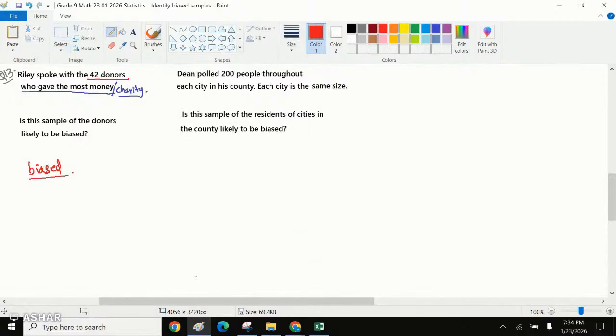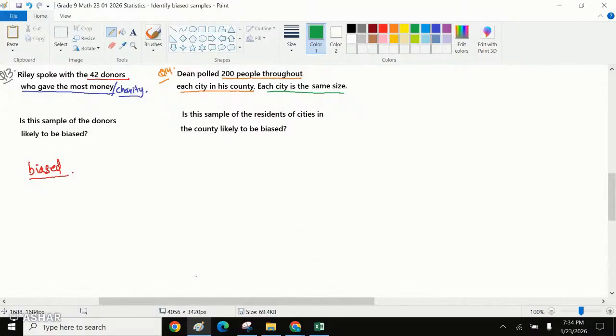Okay. This is question number 14, which says, Dean polled 200 people throughout each city in his country, right? And they're saying each city is the same size. We are assuming that each city has an equal number of people in it, right? And they are selecting 200 people from each city. So did they give any condition that those 200 people have to be rich, old, young, or celebrities? There are no conditions, right?